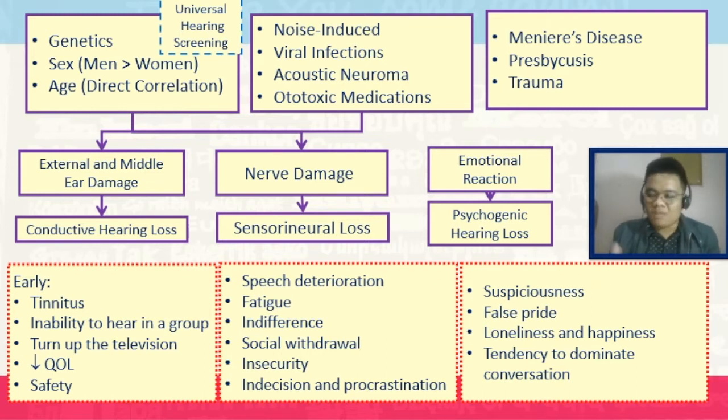All of these factors combined could lead to either external and middle ear damage. If it is external and middle ear damage, that would obviously lead to conductive hearing loss. But most of the factors listed above would lead to nerve damage. Damage to your acoustic nerve, or auditory nerve, or vestibulocochlear nerve, cranial nerve number 8, leading towards your sensorineural hearing loss.